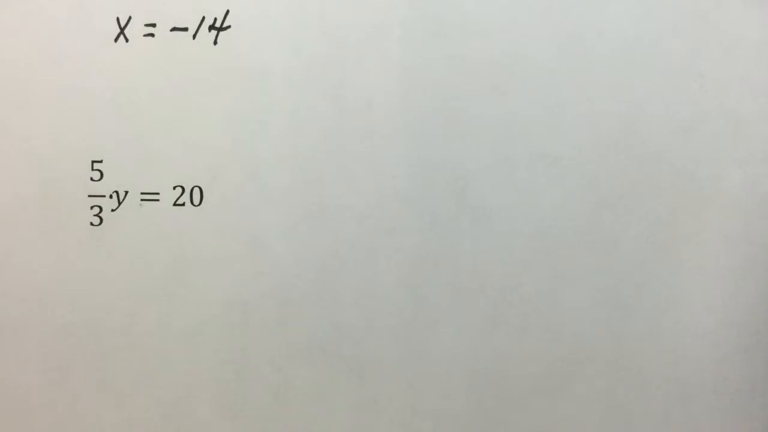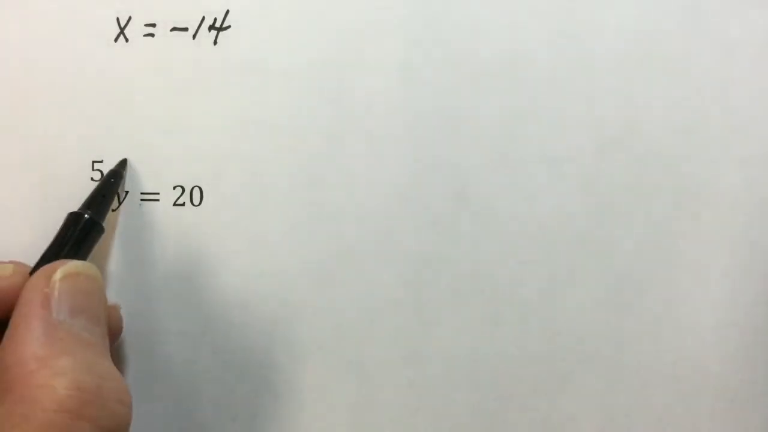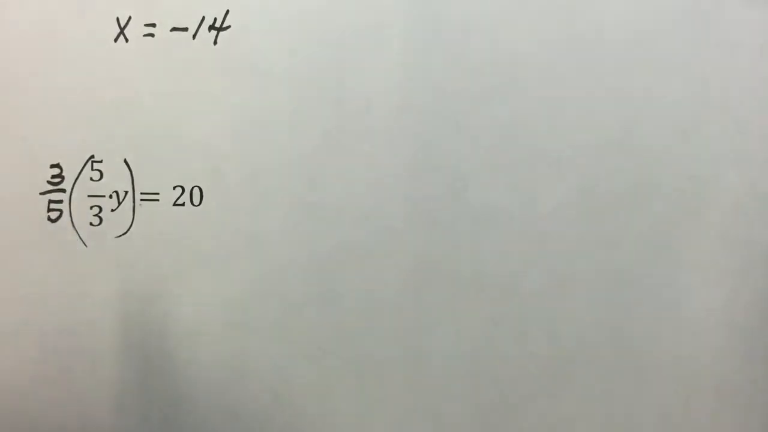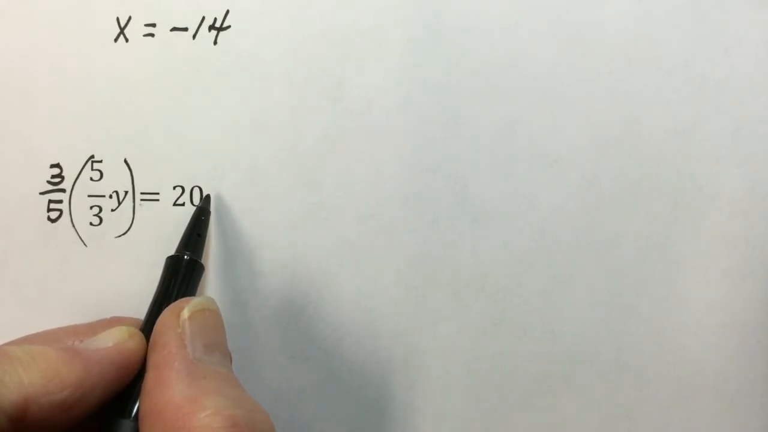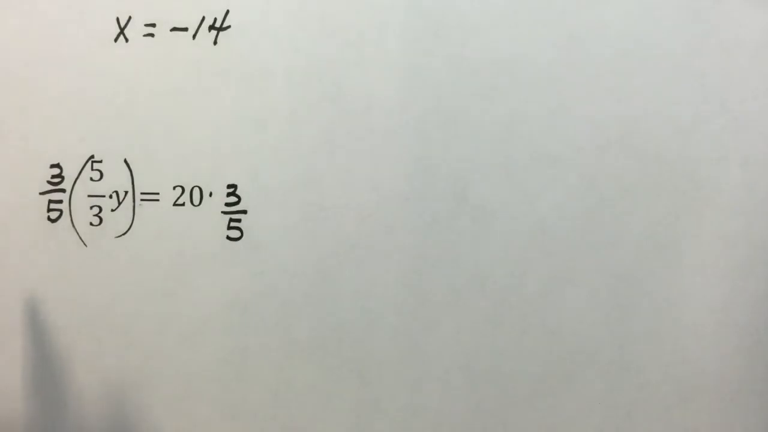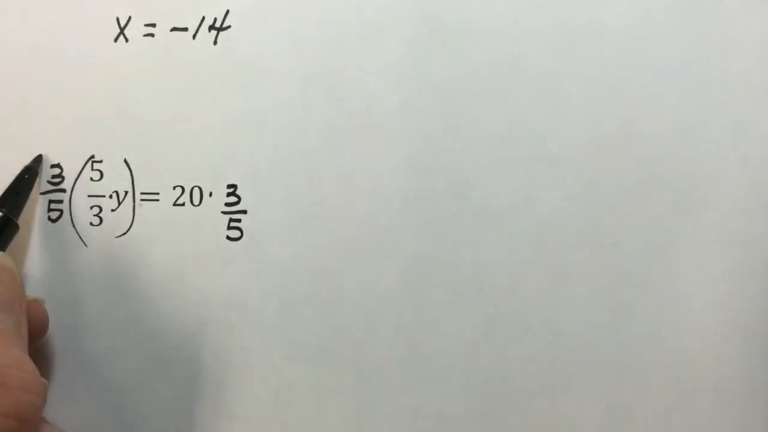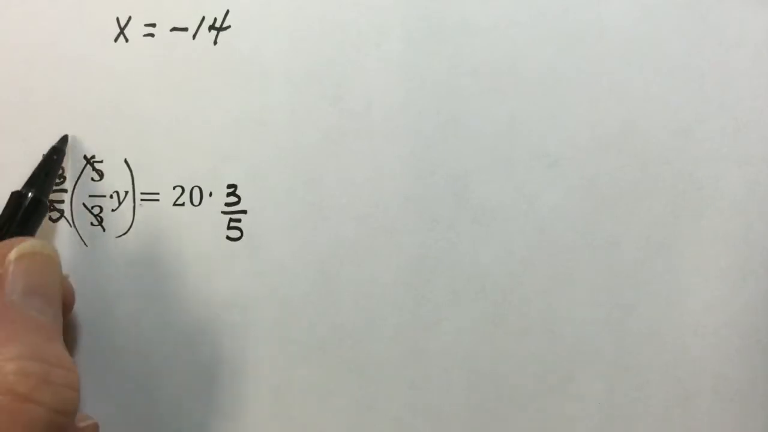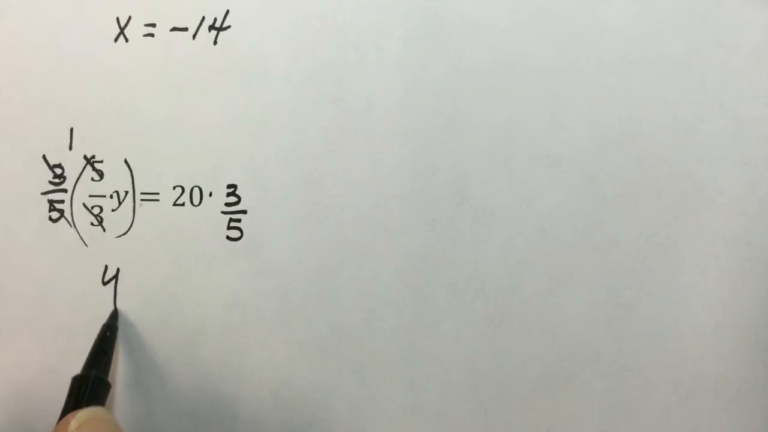Rather, we can use the multiplication principle and multiply by the reciprocal of this number that the variable is being multiplied by. The reciprocal of 5/3 is 3/5. To maintain equality, we'll multiply the right-hand side by 3/5 as well. On the left, we can see we have that common factor of 3 in the numerator and the denominator, as well as the 5, which cancel out, leaving a 1y. So we have y by itself.